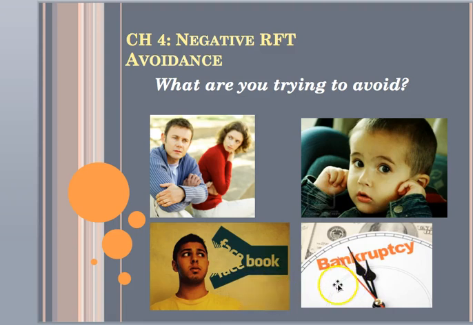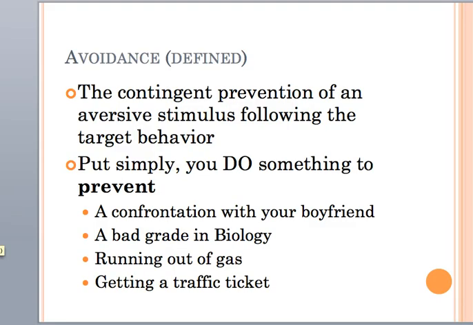Avoiding bankruptcy is good. When your child puts their fingers in their ears when you're talking to them, you know that that's a bad thing. So we need to be careful here. Avoidance is the contingent prevention of an aversive stimulus following a target behavior. So the target behavior prevents the aversive stimulus.